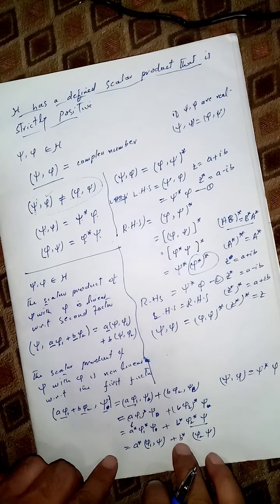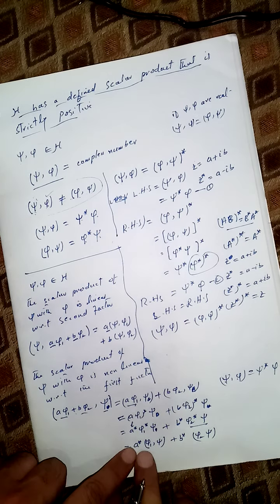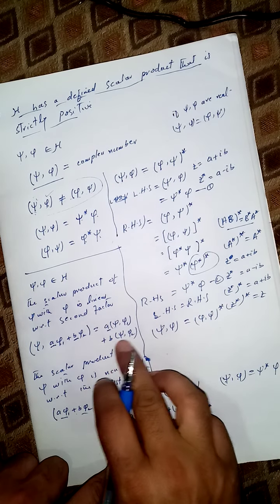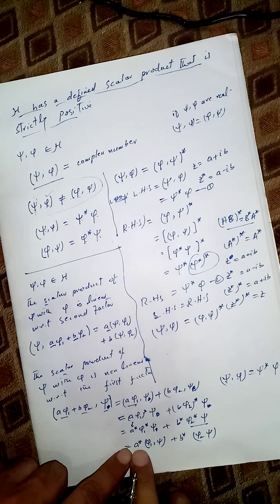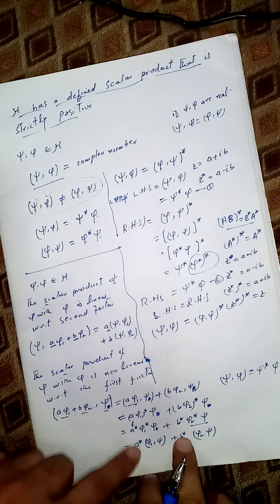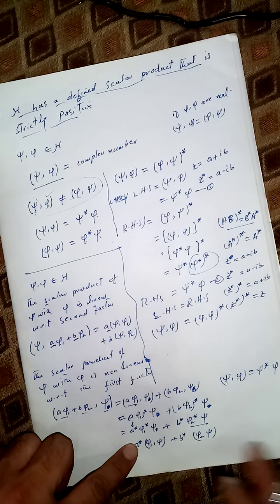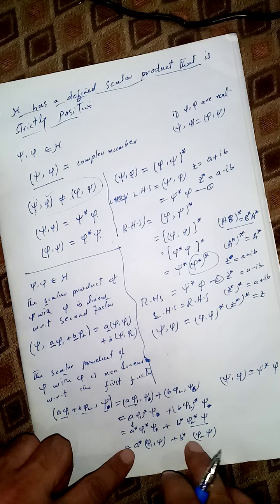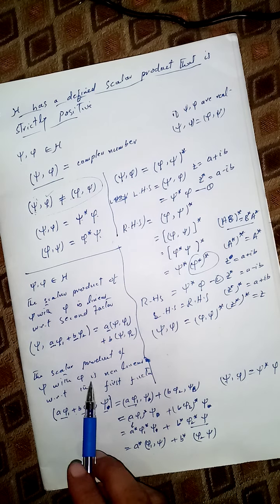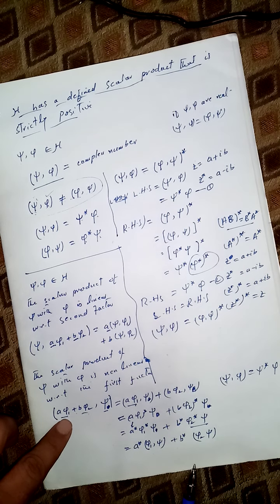So it means that the scalar product is non-linear in the first factor. It's not equal to a⟨φ1|ψ⟩ or b⟨φ2|ψ⟩, because it's a complex conjugate scalar number now. Here it was a real number, and here it's a complex conjugate, sorry. So the scalar product of ψ with φ is non-linear with respect to the first vector. This was another property.